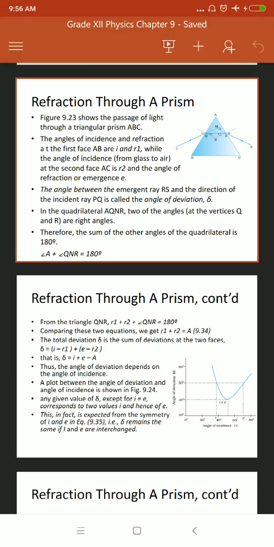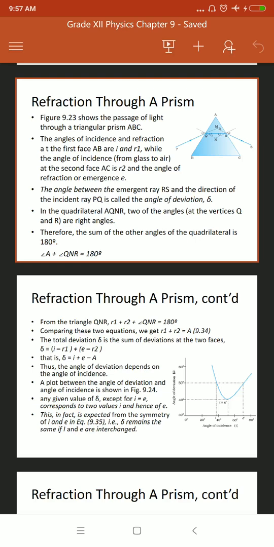So here three layers of medium are encountered: one air, second glass medium, and the next air again. Here we are going to define the angle between the emergent ray RS and the direction of the incident ray PQ. PQ is the externally given incident ray, and finally the ray coming out from the glass prism is RS. That angle is known as the angle of deviation.